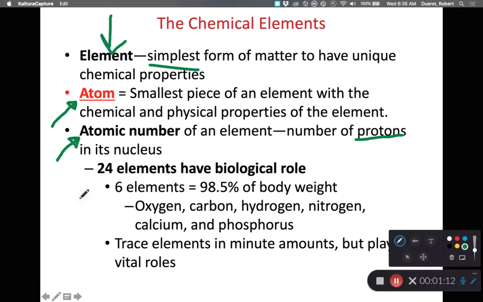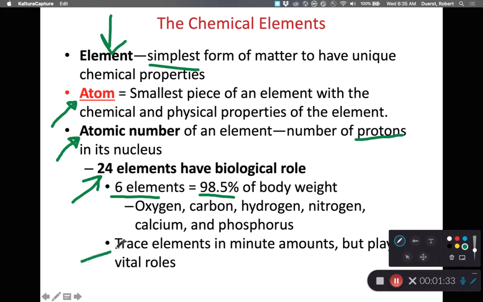Within human biology, anatomy and physiology, we have 24 elements that have a very significant biological role. Six elements make up the vast majority of our bodies. We can think of those as oxygen, carbon, hydrogen, nitrogen, calcium, and phosphorus, or SHNAPS, as I like to think of for my abbreviation.